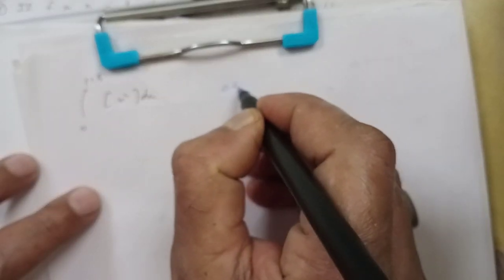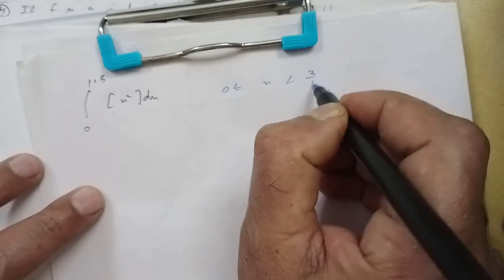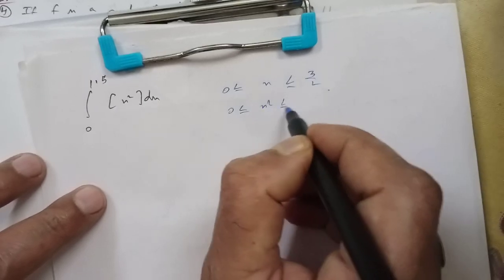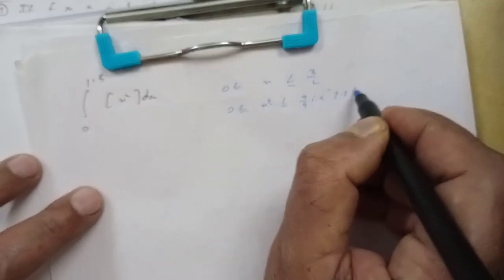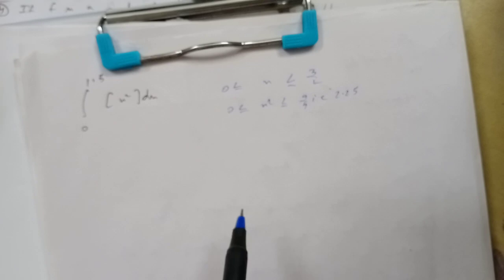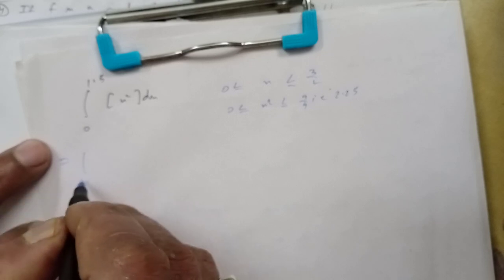Again, you have x in the interval 0 to 1.5, and 1.5 is 3 by 2. So x square lies between 0 and 9 by 4, that is 2.25. So there are 1 to 2 integers between them. So we have to split in this way.